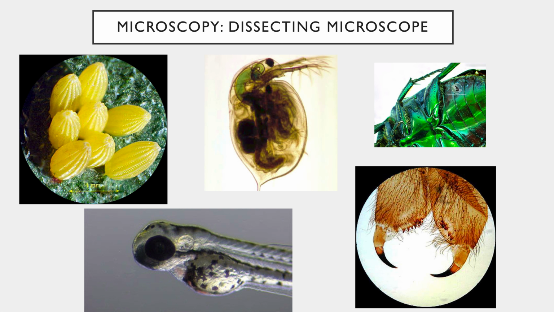These images are examples of the type of visualization you would see on a dissecting microscope, where you would see full organisms or samples of individual organisms, but you would not be able to see cross-sections or smaller magnifications.